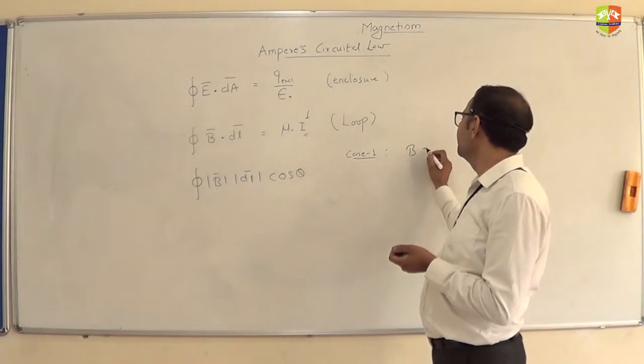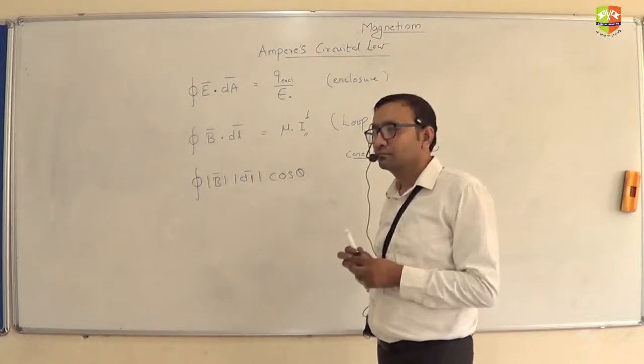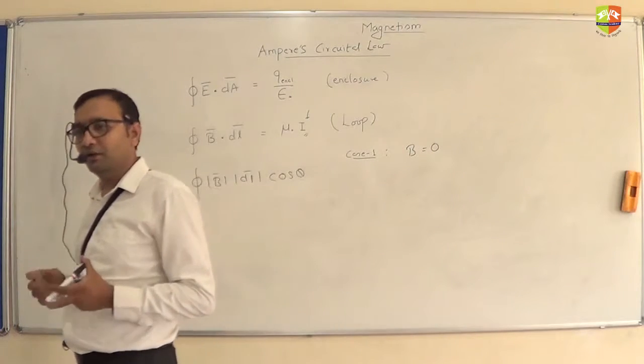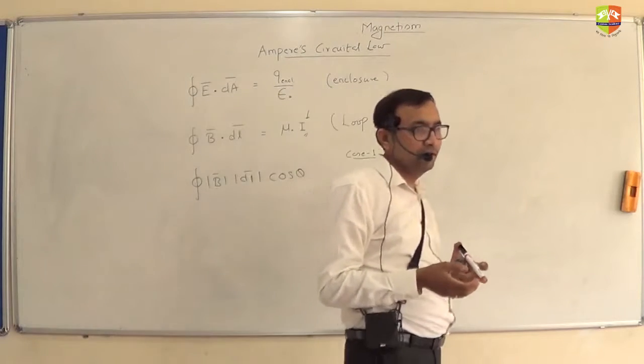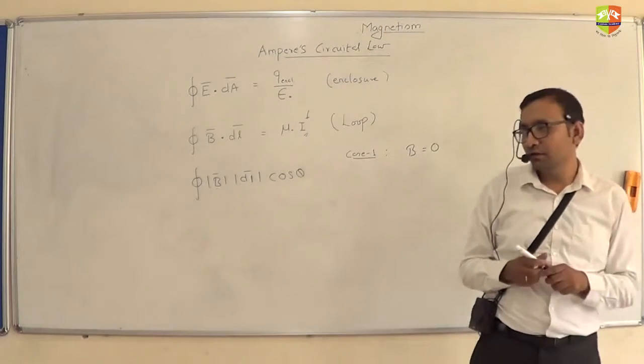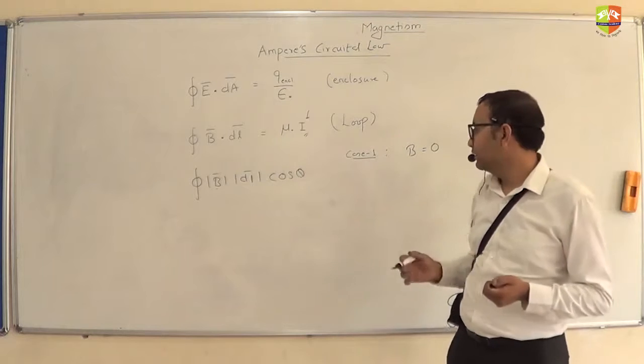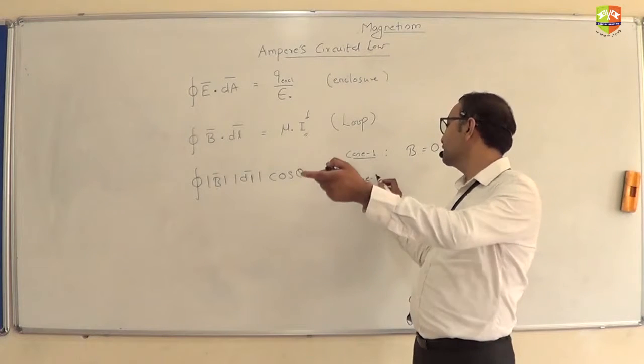BEC, entire integral equal to zero, understood? B is zero itself, so the integral is gone, magnitude is not present, okay? Case number two, you decide something.